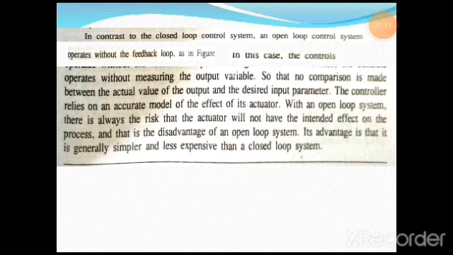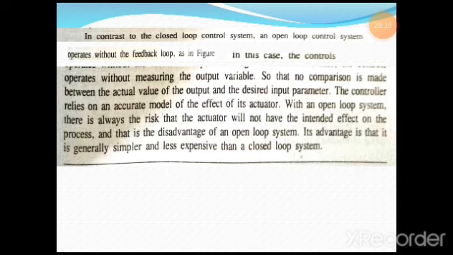The controller relies on an accurate model of the effect of its actuator. With an open loop system, there is always the risk that the actuator will not have the intended effect on the process, and that is the disadvantage of an open loop system. So what is the disadvantage? We don't know whether the output we are getting is correct or not. That is due to the non-feedback system. We are not taking the output back to the controller to check whether the output is correct or not.